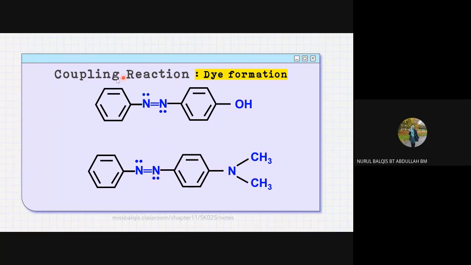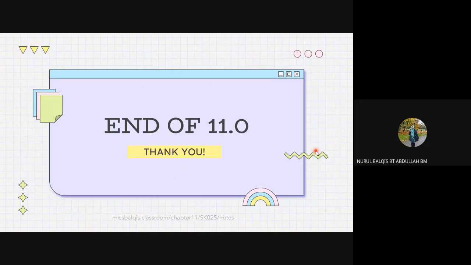So kalau we have this compound as our product, the observations gonna be orange solid. Maksudnya warna orange yang ada kat dye itu datang pada this coupling reactions between diazonium salt and also phenol. Kalau kita react diazonium salt together with N,N-dimethyl aniline, we gonna get butter yellow azo dye. So bila ada N double bond N ni, kita panggil dia azo compound. Okay, itu sahaja chapter 11.